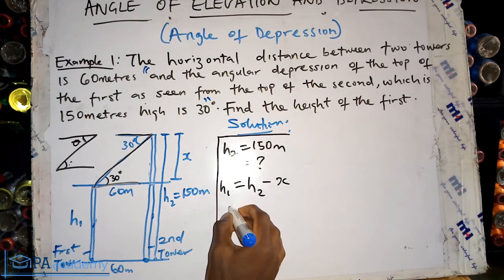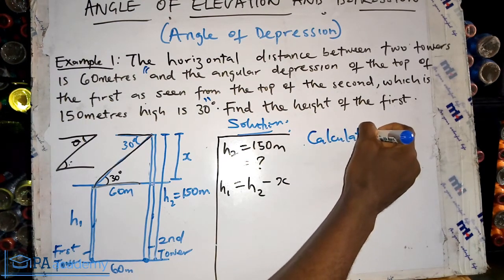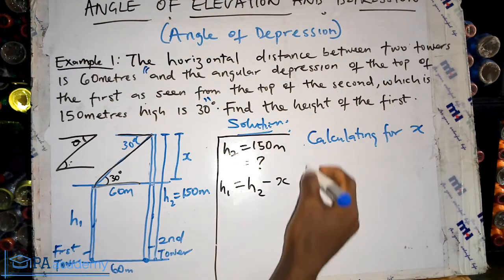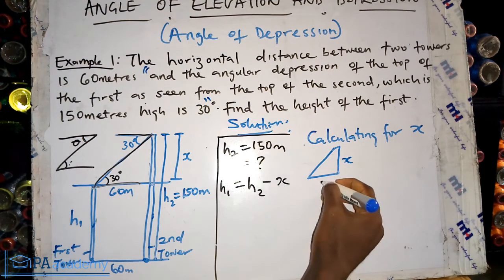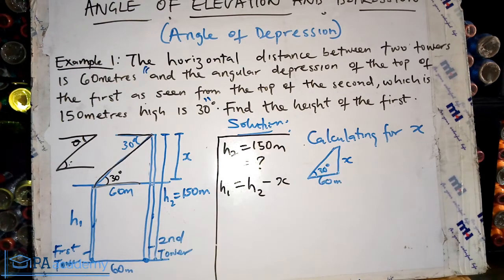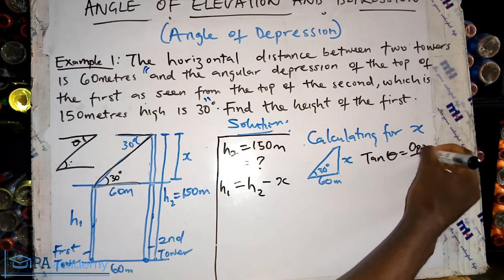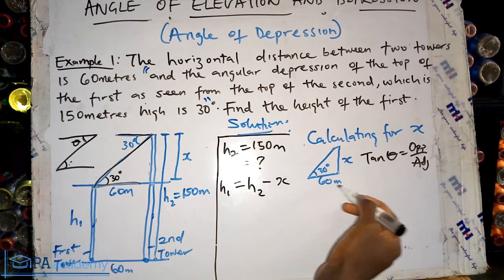So now we write, calculating for x. In calculating for x, the diagram for that x is this. This is our x. We have here to be 60 meters, and then we have this angle to be 30 degrees. When we look at SOHCAHTOA, we see that tan theta is equal to opposite over adjacent. And we are looking for the opposite. We already know our adjacent to be 60, and then we know the angle.